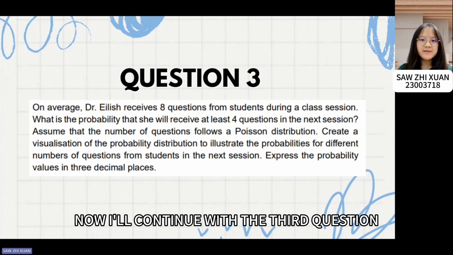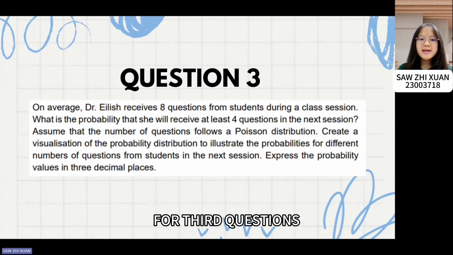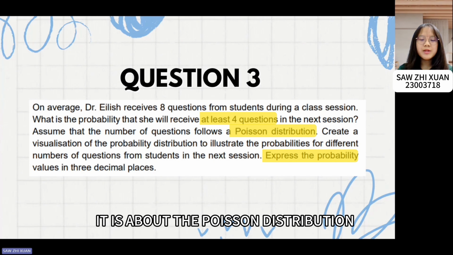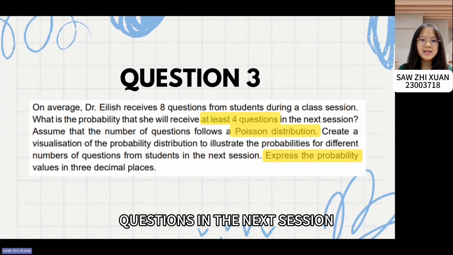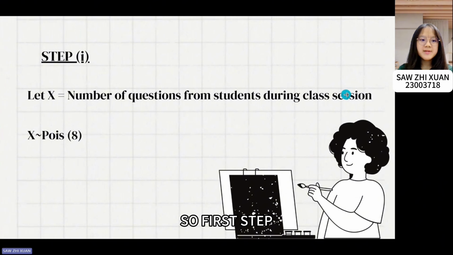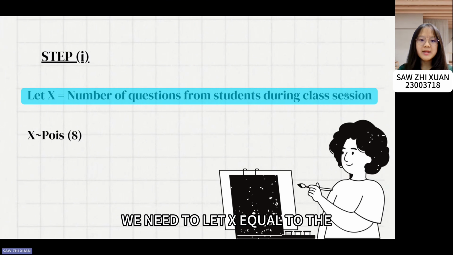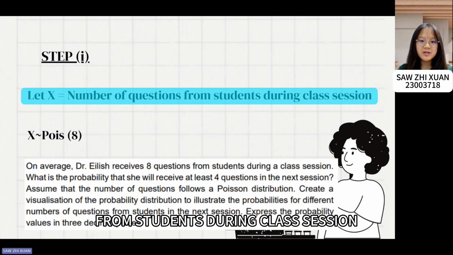Now, I'll continue with the third question. The third question is about the Poisson distribution. We need to find out the probability that Dr. Alish will receive at least 4 questions in the next session. So, first step, we let X equal the number of questions from students during class sessions.